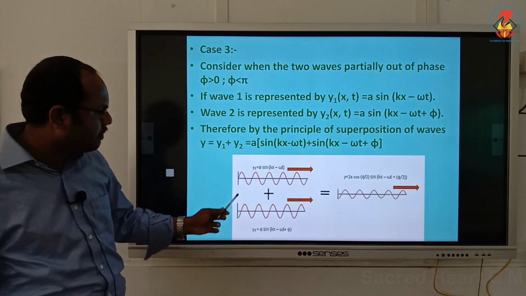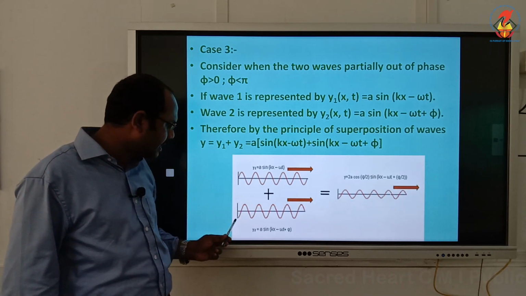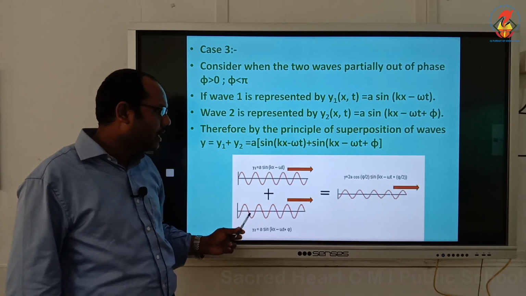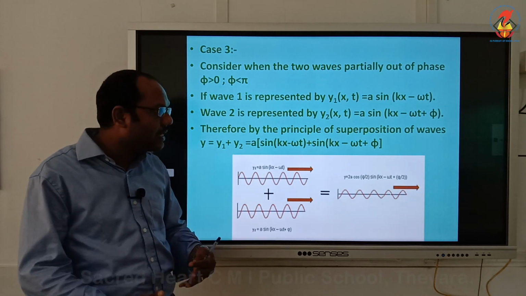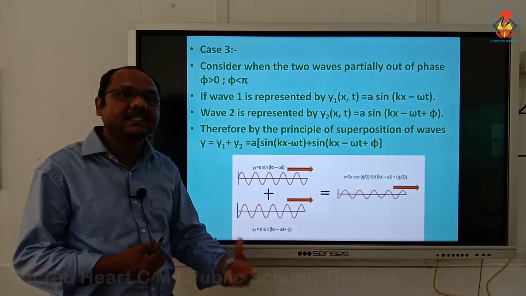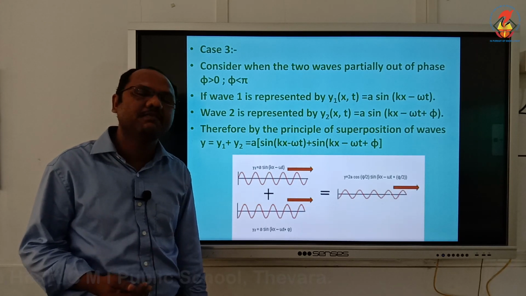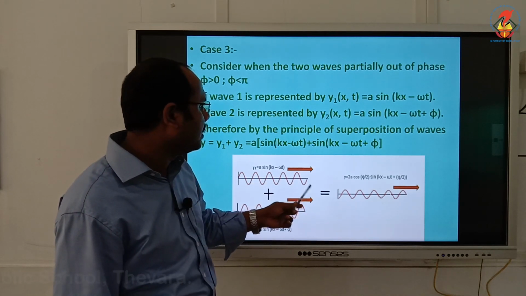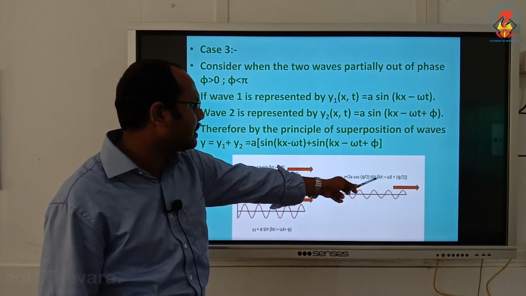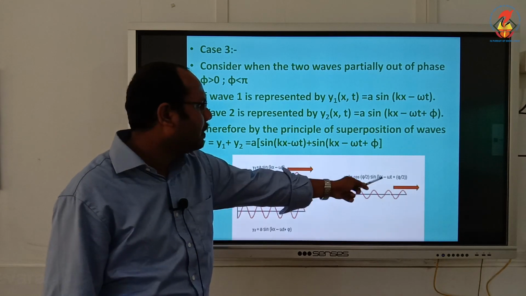So I just marked two waves. The first wave is like this and the second wave I made like this. When both of them are added, you will take the vector sum of both. We cannot simply add or subtract, we will take the vector sum of both. So the resultant amplitude is given by a sin(kx minus omega t plus phi by 2).